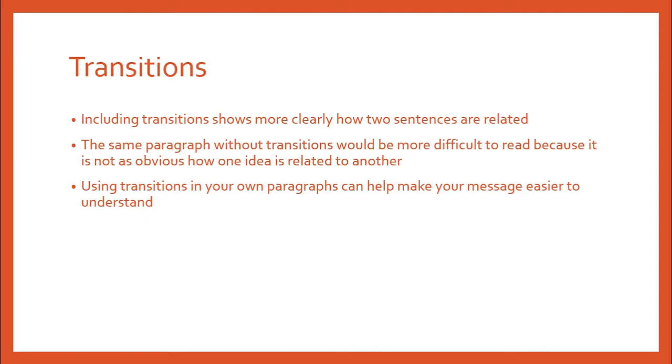Using transitions in body sentences can also help the reader understand a little more clearly what kind of sentence you're using. If it's a supporting sentence, you can use a transition to show that the idea in that sentence is related to the topic sentence. And if it's a detail sentence, you can use a transition like "for example," or something like that to show that you're giving more detail about one of the supporting sentences instead of introducing a new idea that is a supporting sentence for the topic sentence.